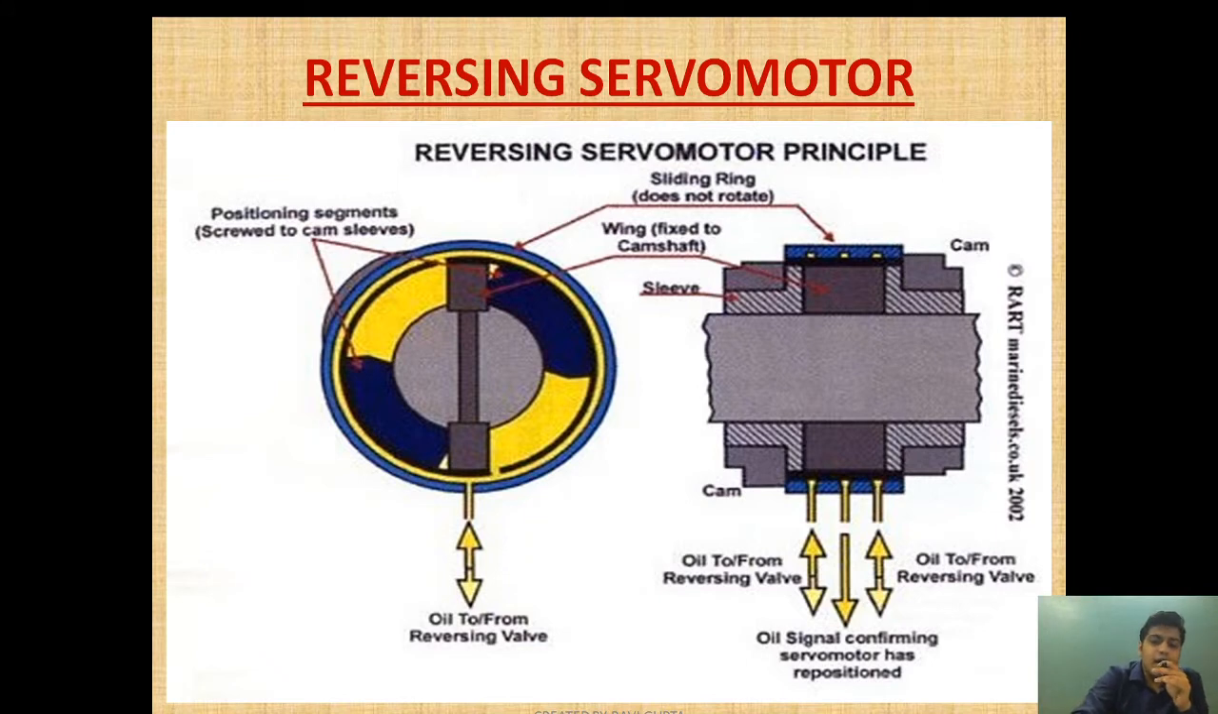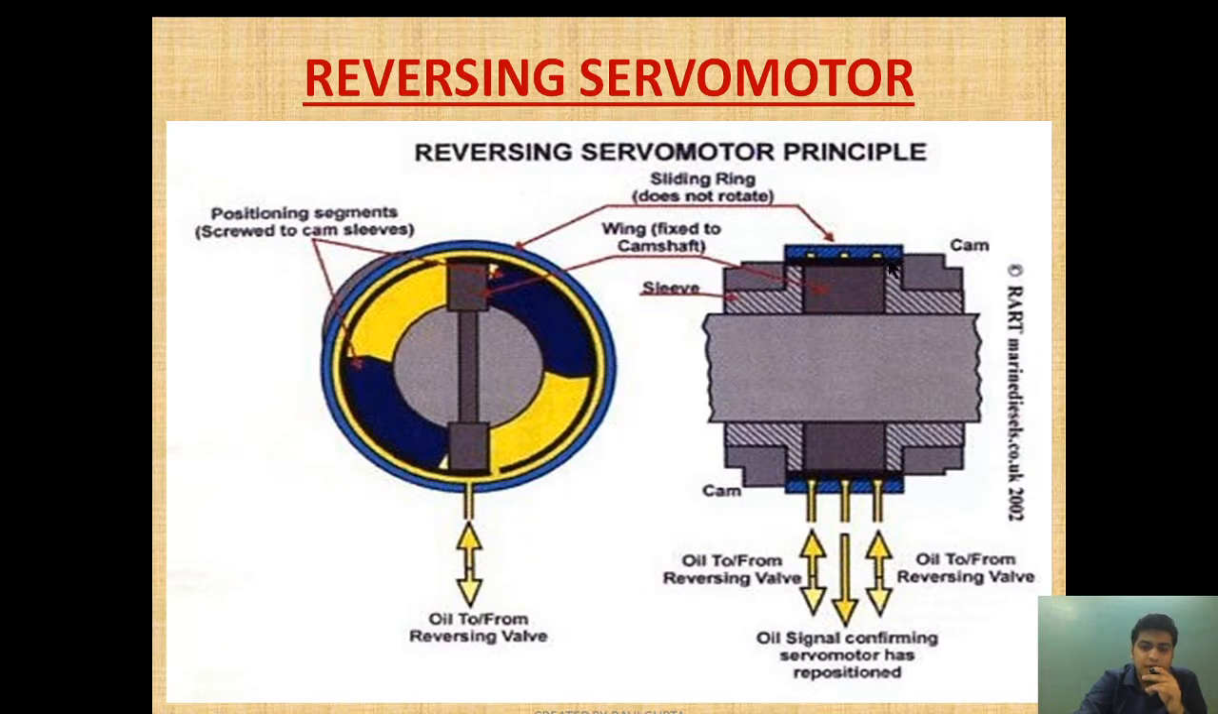Now in this slide, as you can see, this is the camshaft of an engine. Now this is the wing of a reversing servo motor. This is the wing, and this is the reversing servo motor which is installed on the camshaft, and the fuel pump is installed on the reversing servo motor. It means what? That the fuel cam, this is the fuel cam, two fuel cams for two fuel pumps are installed on one reversing servo motor which is installed on the camshaft. So it means that the fuel cam is not directly attached to the camshaft, it is attached to the camshaft via the reversing servo motor.